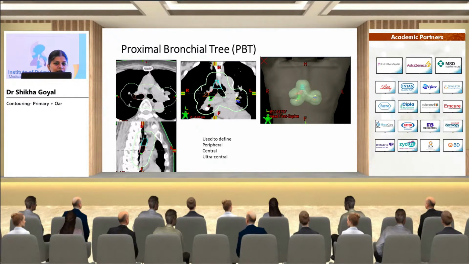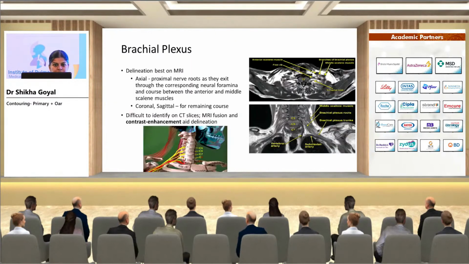All tumors which are outside this 2 centimeter envelope are called peripheral tumors. Those inside this envelope, but still 1 centimeter from the tracheobronchial tree, are considered central, and those which are inside that 1 centimeter are called ultracentral tumors.